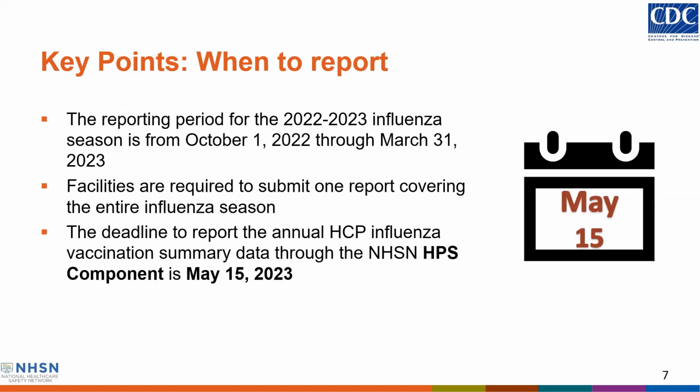A final key point is when to report. The reporting period for the 2022-2023 influenza season is from October 1st, 2022 through March 31st, 2023. Facilities are required to submit one report covering the entire influenza season. So in other words, weekly or monthly reporting is not required. The deadline to report the annual HCP influenza vaccination summary data through the NHSN HPS component is May 15, 2023. NHSN will then transmit the data to CMS.